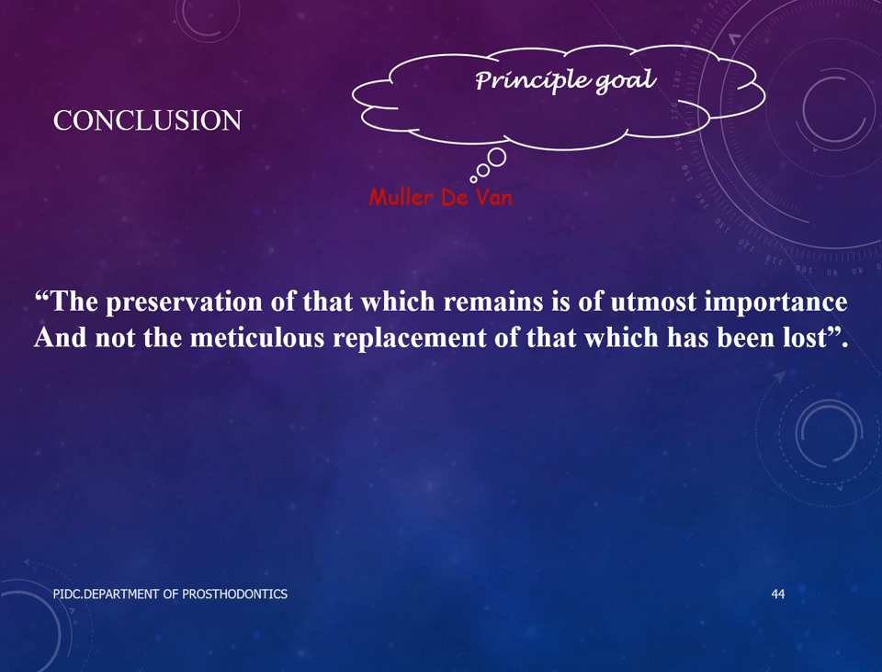So in conclusion, I would say that all the supporting structures, the limiting structures, and the relief areas, all these three categories of the maxillae and the mandible have to be treated with utmost care, because our very famous stalwart in dentistry, Muller Divan, said that the preservation of what remains is of utmost importance, and it is not about the meticulous replacement of what has been lost. So you, as a dentist, are not only looking at replacement of what is lost, but you should also be able to preserve the bone or the supporting structures that are already present.